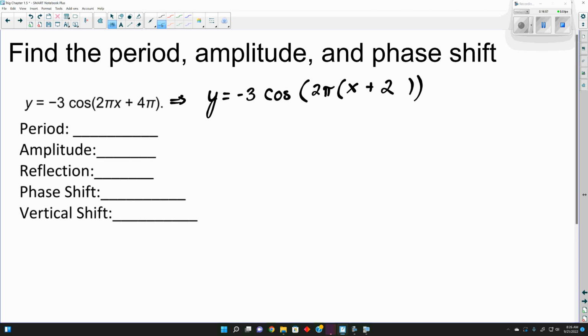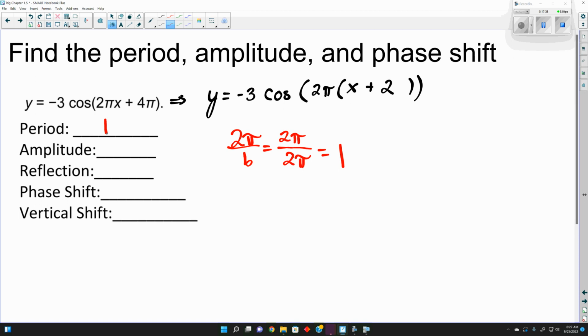The period is going to be the same as the last one. We're going to take 2 pi over b. That's going to be 2 pi over, well, 2 pi, yes? 2 pi over 2 pi is 1. So the period is 1. That's going to make the period very small.